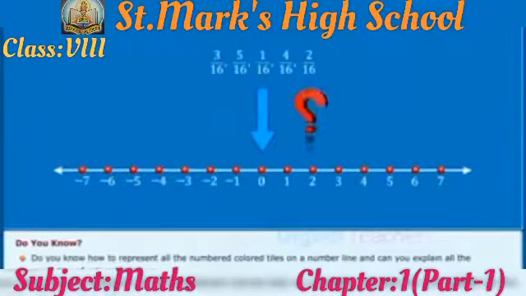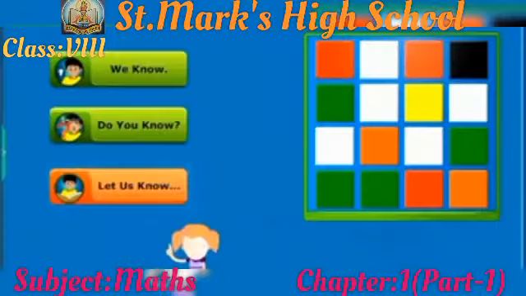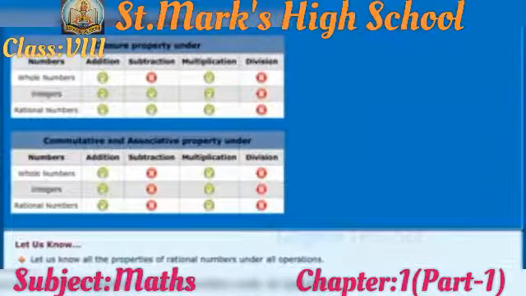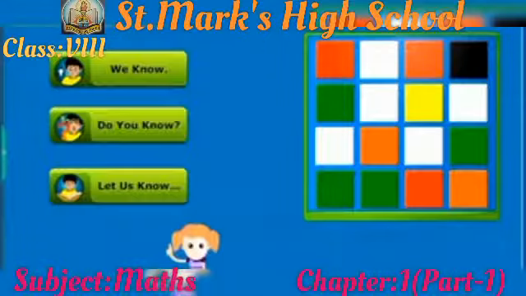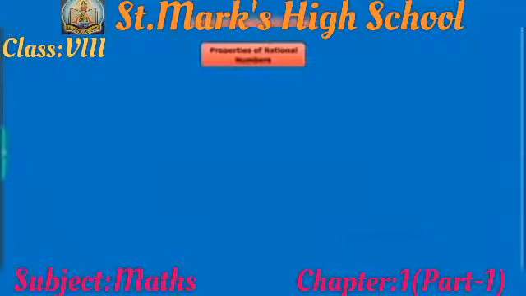Do you know how to represent all the numbered colored tiles on a number line? And can you explain all the properties of rational numbers? Let us know all the properties of rational numbers under all operations, and also learn how to represent rational numbers on a number line and the conversion of decimal form into rational form. Now, let us learn about properties of rational numbers.